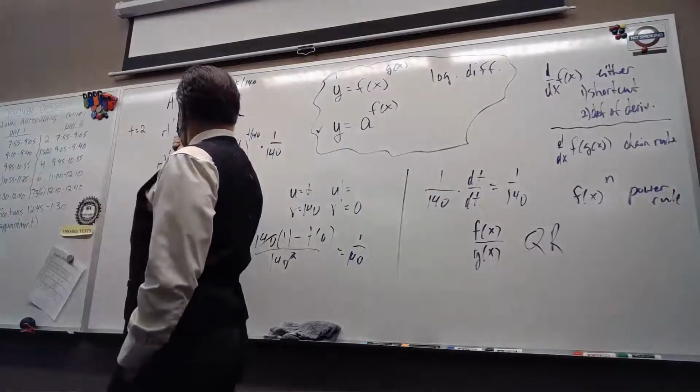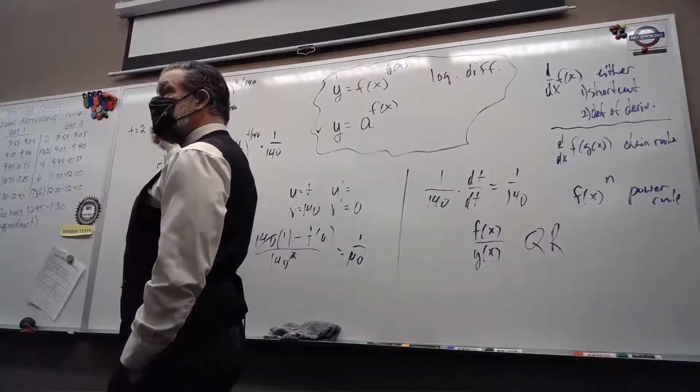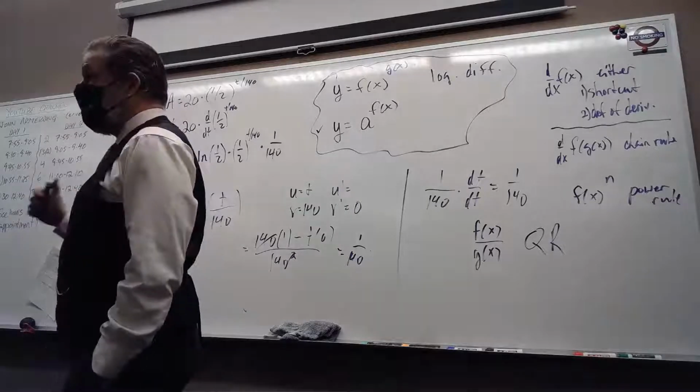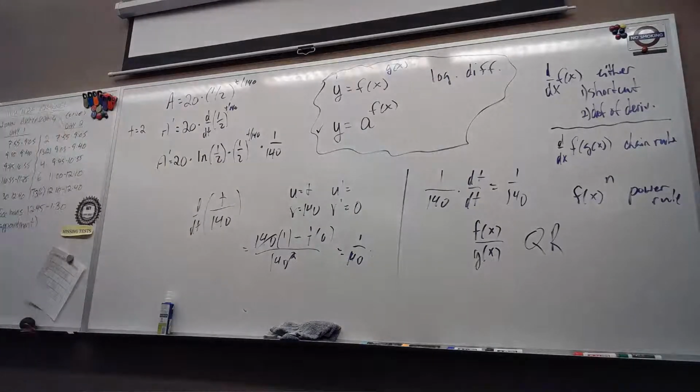This is a great example of the constant multiplier rule. If there is a number out front, stop, move the number out of the way, then take the derivative of what's left. All right?